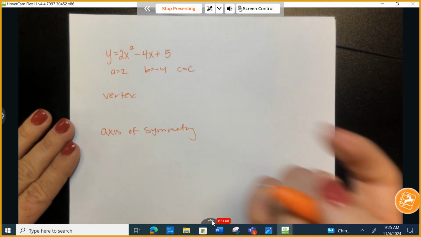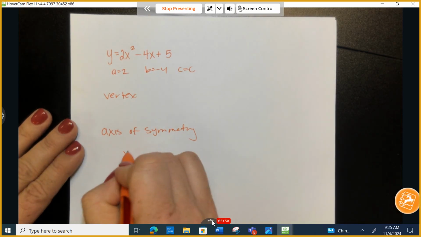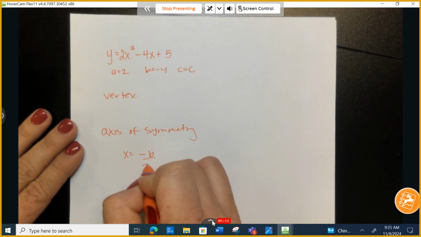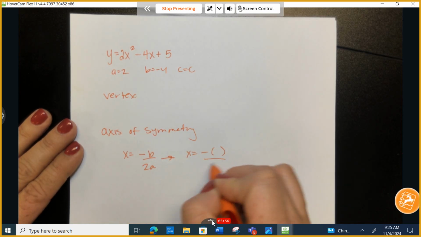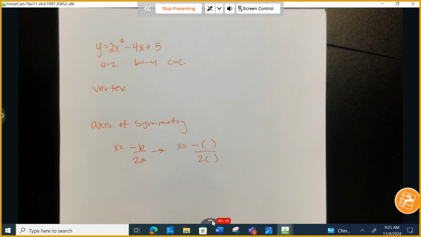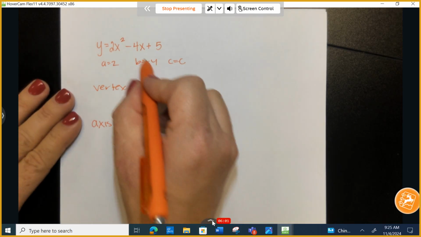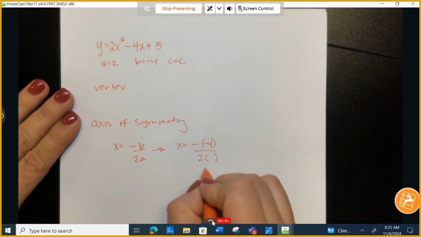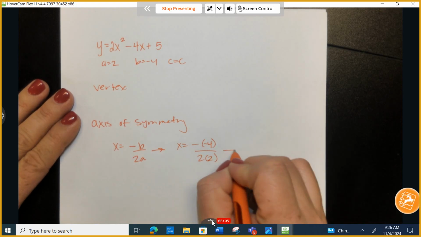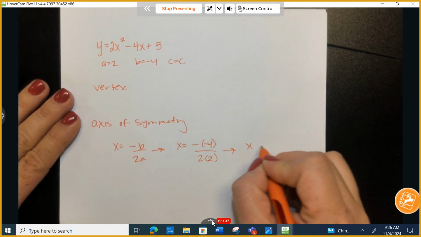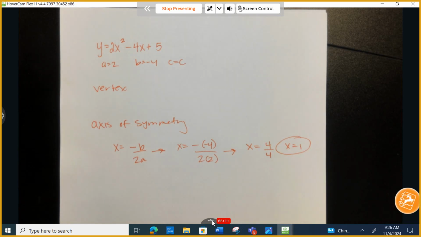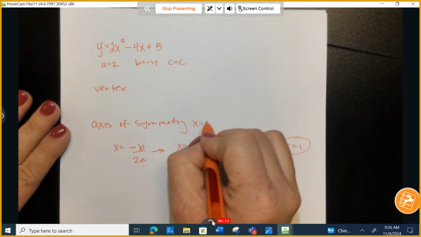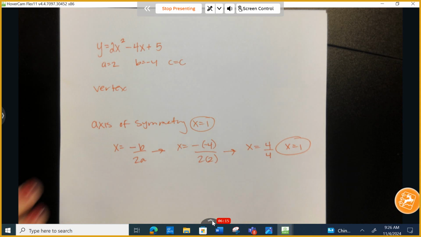So we're going to use the same equation for both, and that is x equals negative b over 2a. I'm going to start by replacing the b and the a with parentheses, and then I'm going to drop in what the b is. The b happens to be negative 4 for this equation, and the a is 2. 2 negatives on top in the numerator makes a positive 4, and 4 divided by 4 is 1. So I know the equation of the axis of symmetry is x equals 1.